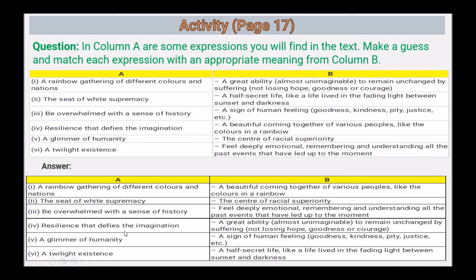Resilience that defies the imagination: a great ability, almost unimaginable, to remain unchanged by suffering, not losing hope, goodness or courage. A glimmer of humanity: a sign of human feeling, goodness, kindness, pity, justice, etc. A twilight existence: a half-secret life, like a life lived in a fading light between sunset and darkness.